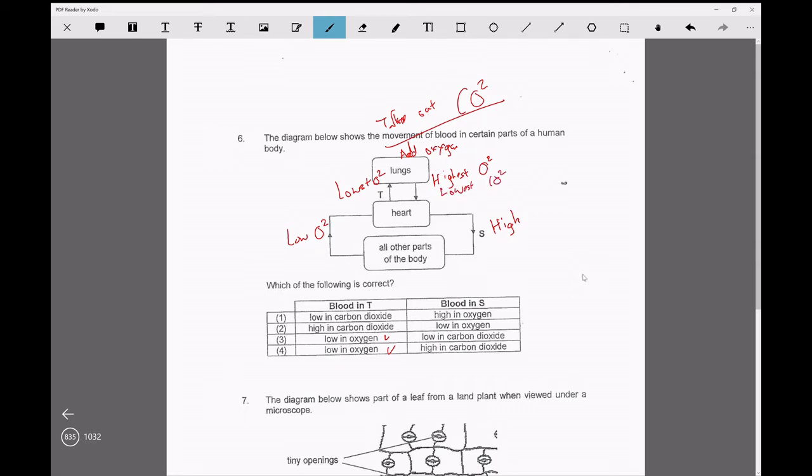CO2 is carbon dioxide. Then the heart will use some of the oxygen and produce some carbon dioxide. So the carbon dioxide will increase, but still quite low. Then after the body uses a lot of oxygen, there will be a lot of carbon dioxide. So here is high carbon dioxide. Finally, after the heart used it, the carbon dioxide will be the highest here. T should be the highest amount of carbon dioxide, so high carbon dioxide. And then S should be high oxygen, low in carbon dioxide. Okay, so it's number 3.